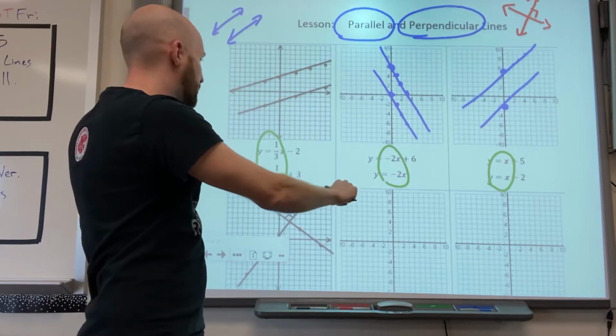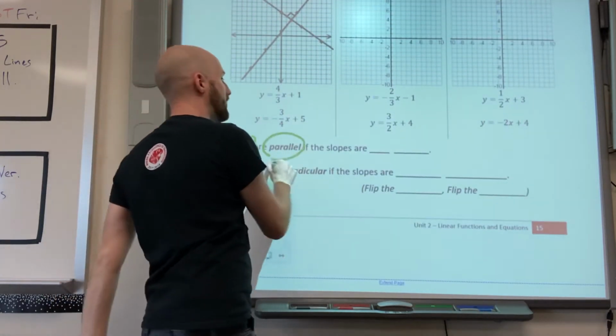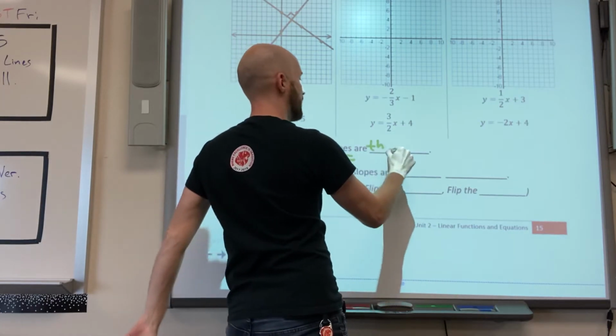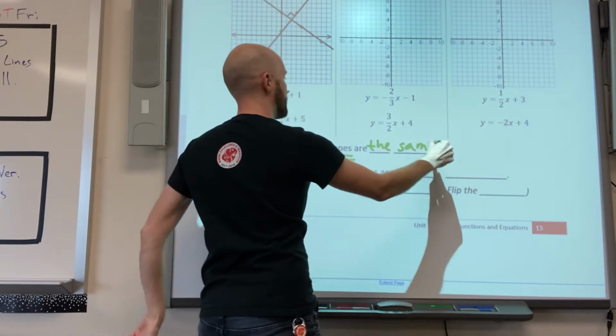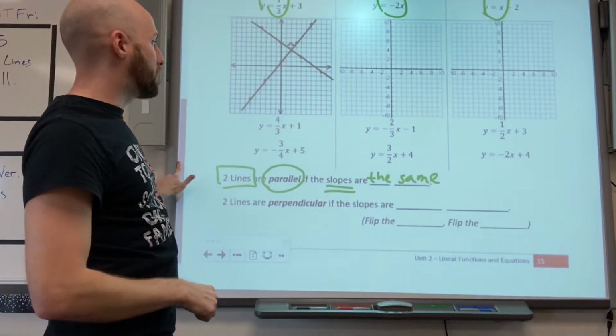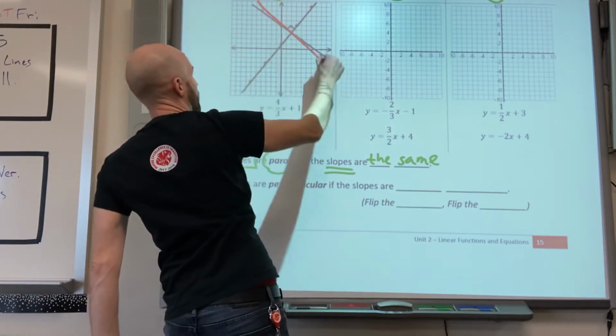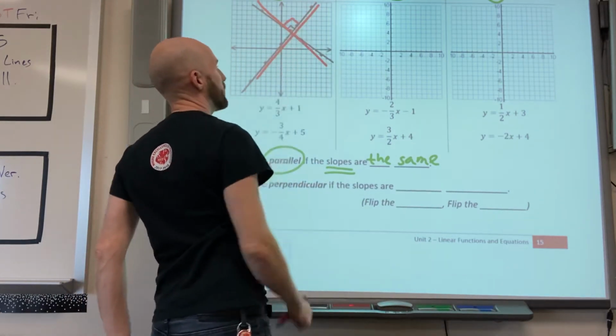So, at the bottom of the page, abajo de la página, la regla es two lines are parallel if the slope is the same. O sea que el slope es lo mismo. Now, for perpendicular, ahora para perpendiculares. Perpendicular, recuerda cuando se cruzan en 90 grados.